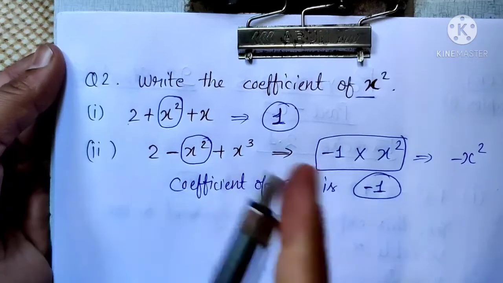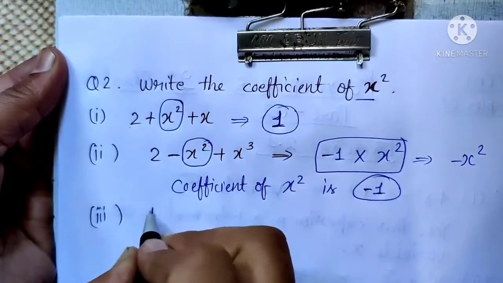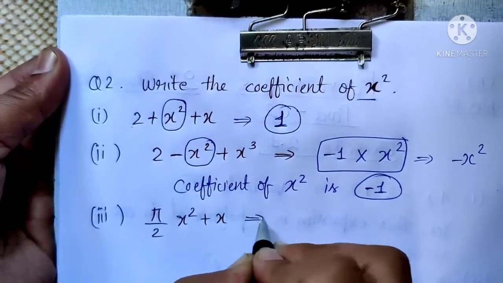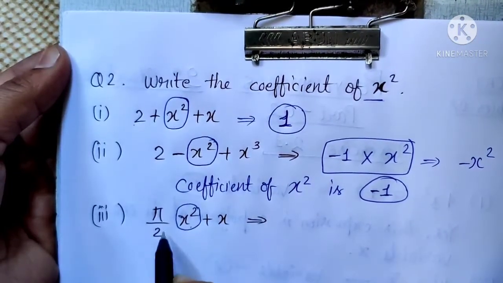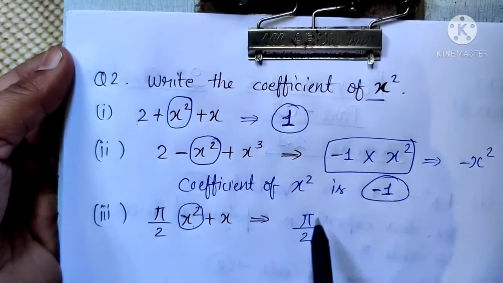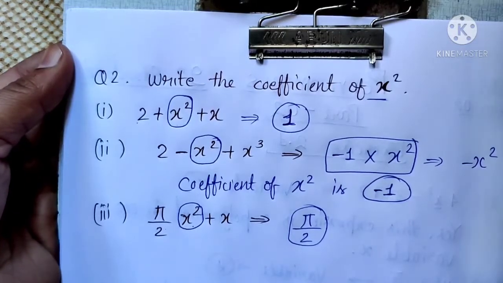Okay, next part, third part: pi upon 2 x square plus x. What is the coefficient of x square? Once again here, x square. Before x square, what is written there? Pi upon 2. Simple. Pi upon 2 is the coefficient of x square here. I hope it is clear to you. Very easy questions these are.